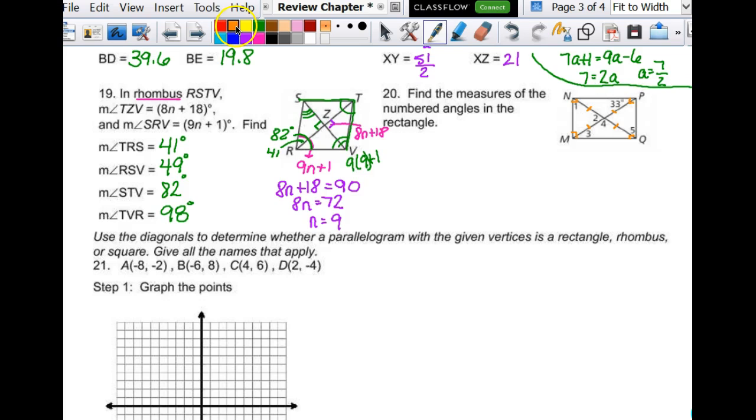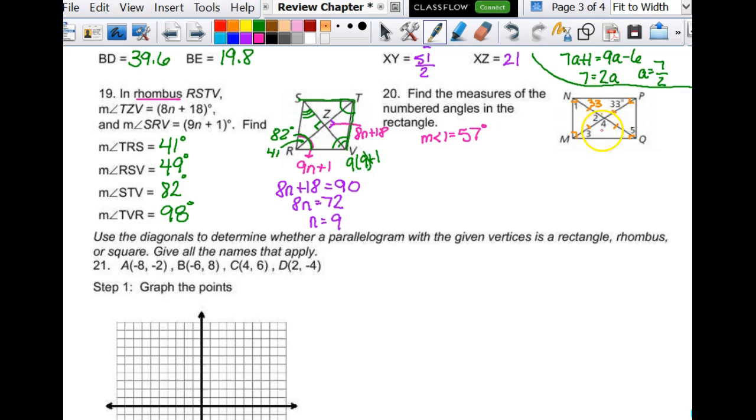So if this is 33 right here, then this is 33. I know that for sure. Okay, which means I could then find this angle here. And if this is 33 and this is 90, then 90 minus 33 is going to give me 57. So the measure of angle 1 equals 57 degrees.